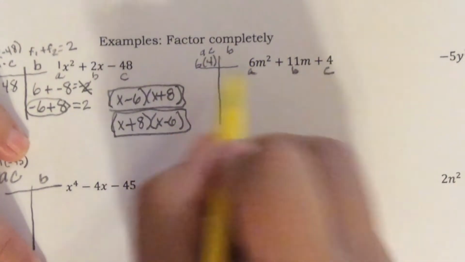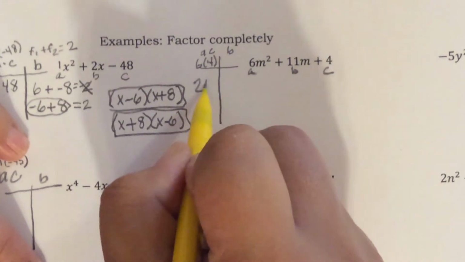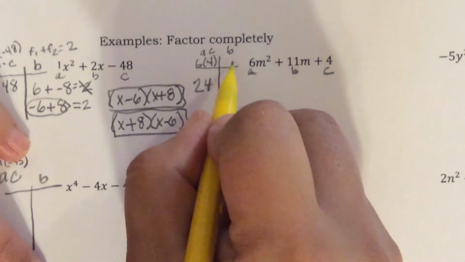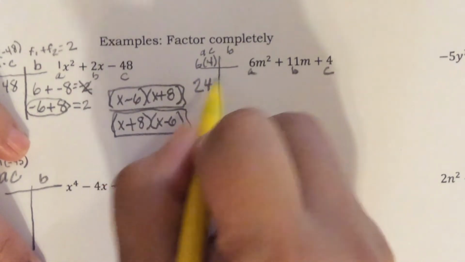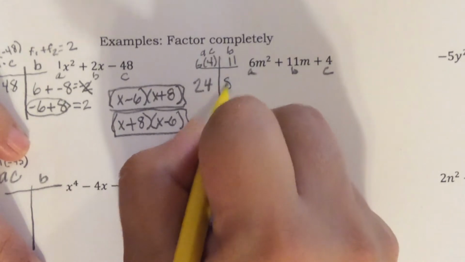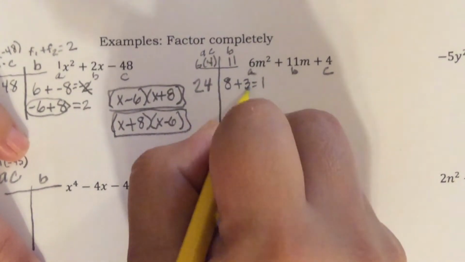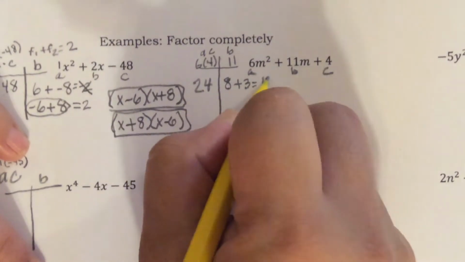Okay, here we have A, B, C. So we're going to multiply the A and the C. 6 times 4. So that's 24. And we want two numbers that multiply to 24 to add up to 11. So then that's going to be 8 and 3. That gives me 11. 8 times 3 is 24. 8 plus 3 is 11.